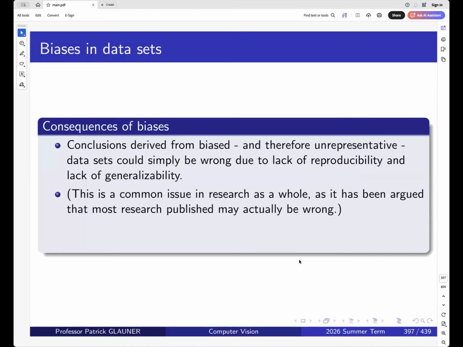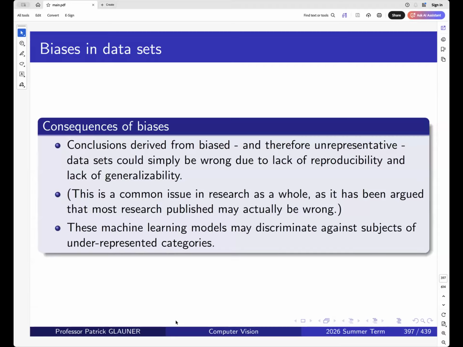Maybe some 15 or 20 years ago, there was even a paper that claimed that most published research is actually wrong. So not just in AI in general, because the kind of data that is used for the research is not representative. And in machine learning, there are consequences of that.